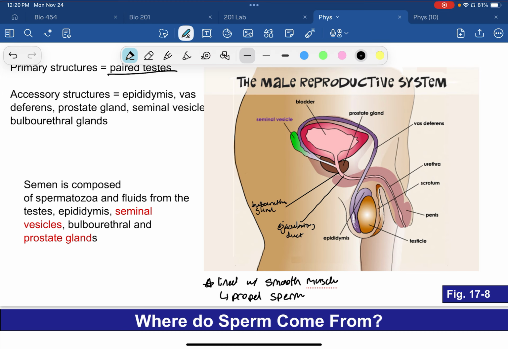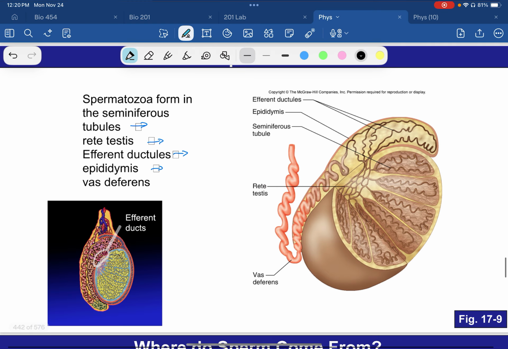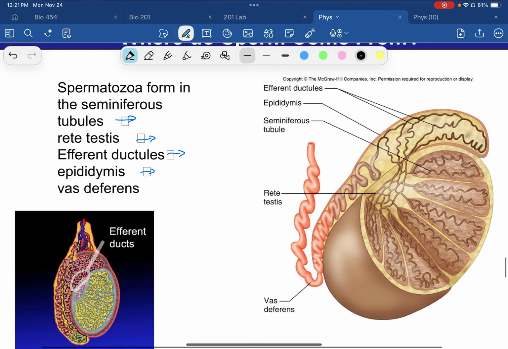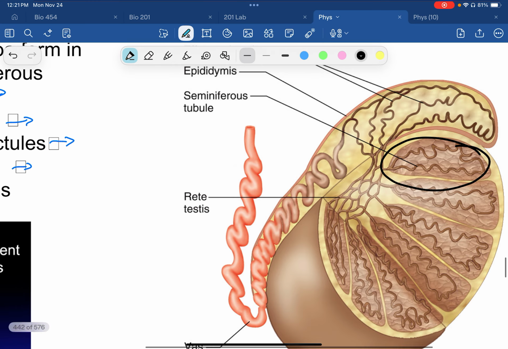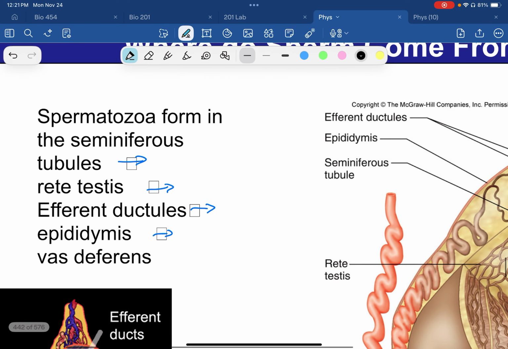As we move to a bit more specifics, here is a closer look. It is important to start at the seminiferous tubules. That's where they are getting a little bit more mature. It's where they start, right here. And in the seminiferous tubules, I'll write that, they're differentiated.